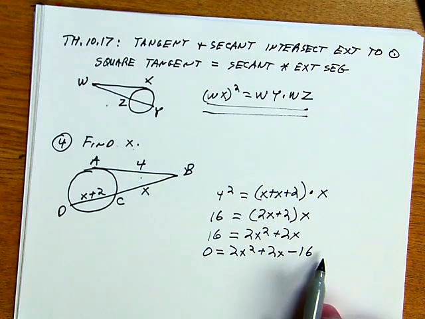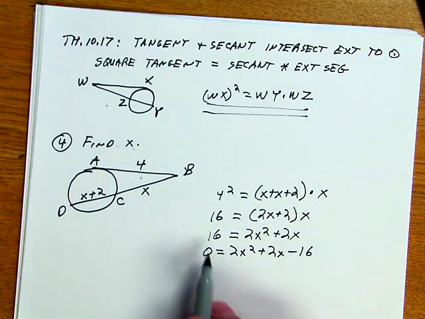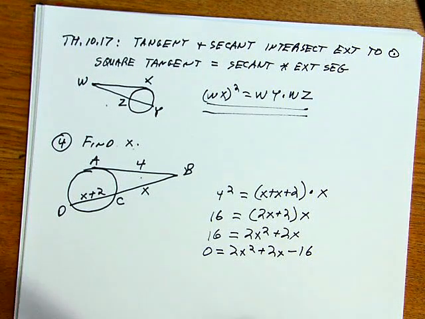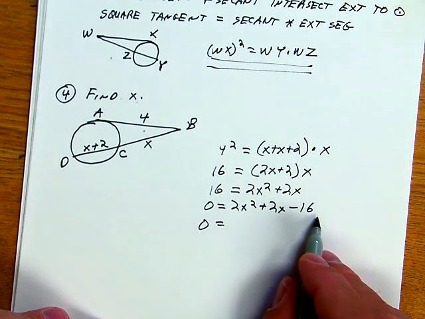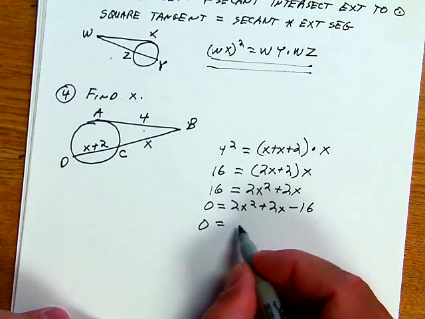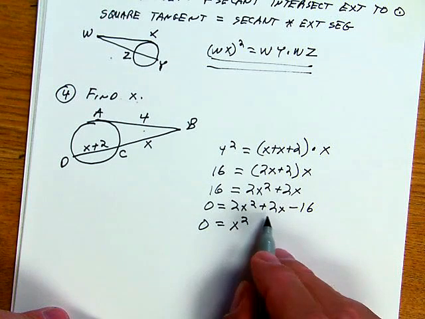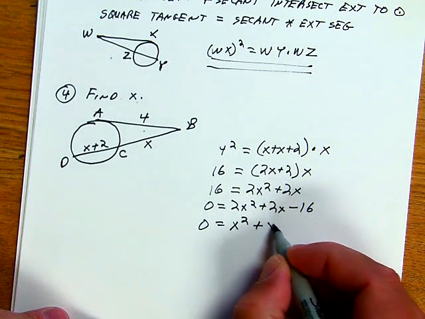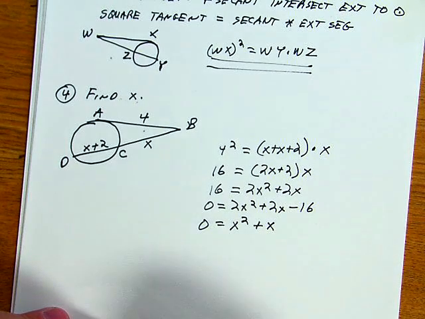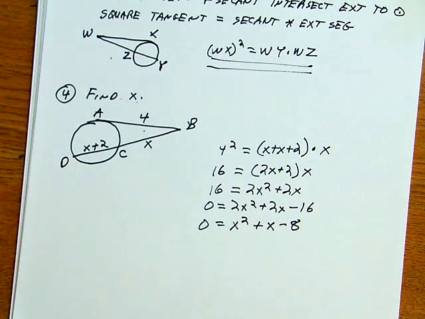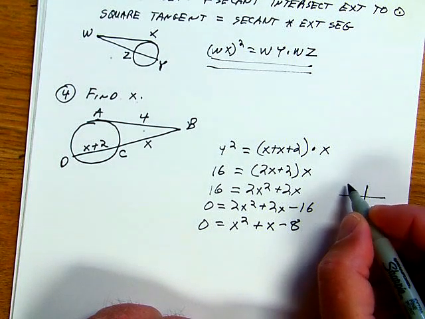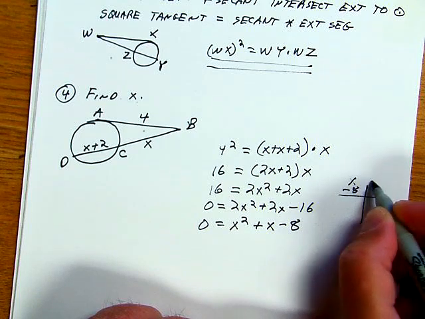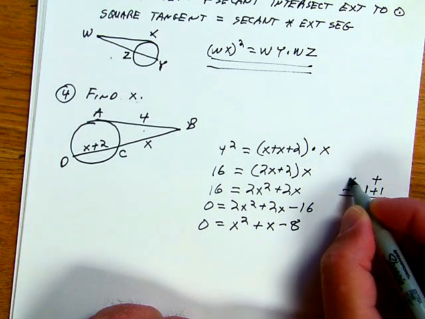Now I look at this and I can factor, divide by 2 on both sides. Dividing by 2 on the 0 side gives me 0 still. But dividing by 2, each of these terms has to be divided by 2. 2x squared divided by 2 just gives me x squared. 2x divided by 2 is x, and negative 16 divided by 2 is negative 8. Now I could factor that. I look for the factoring table. Two numbers multiplied together give me negative 8, added together give me positive 1.